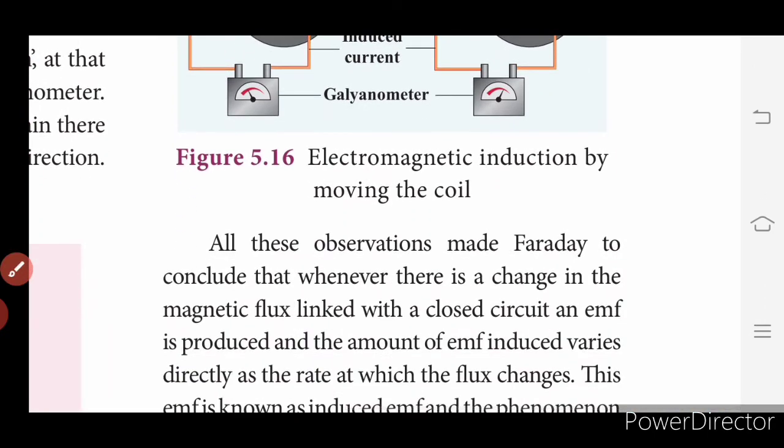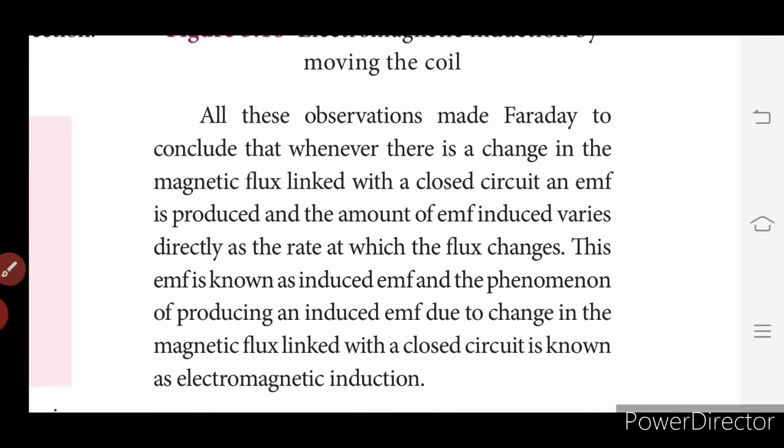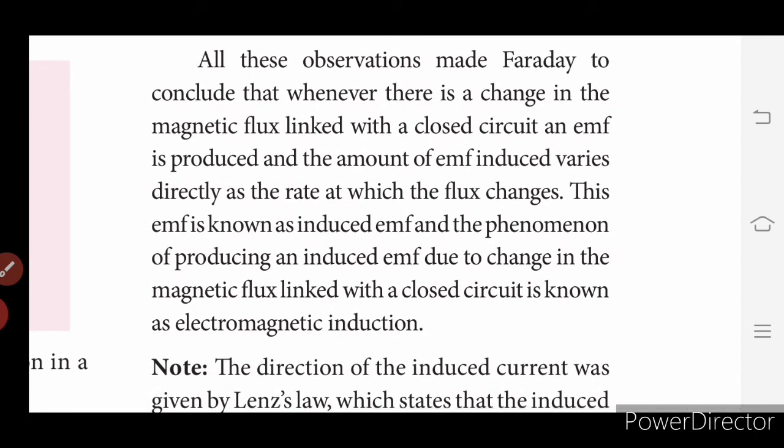Okay, so this is the third experiment. All these observations made Faraday conclude that whenever there is a change in the magnetic flux linked with a closed circuit, an EMF is produced, and the amount of EMF induced varies directly with the rate at which the flux changes. So how much current is carried changes according to the winding of the coil.